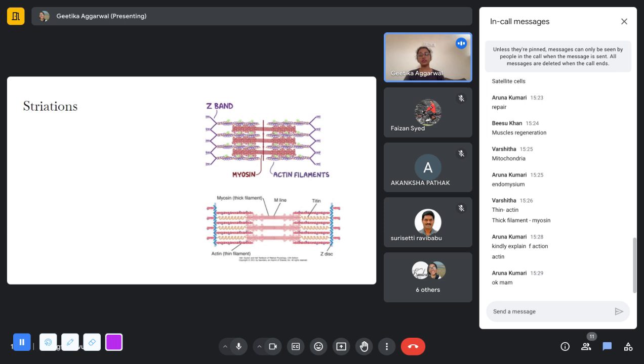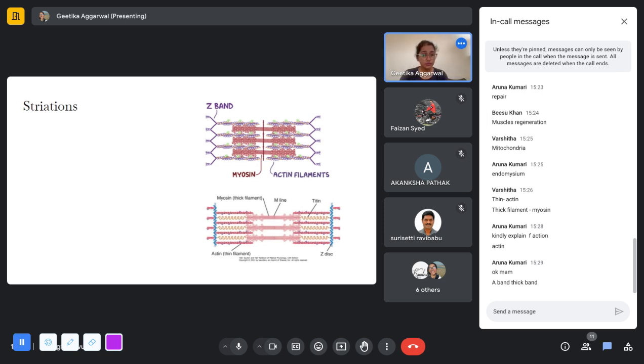Anybody who would like to take a guess? It's pretty simple. A band, thick band. Okay. And no, my question is, where do you basically see the dark bands and where do you see the light bands? It's intuitively very simple. So anybody would like to take a guess?